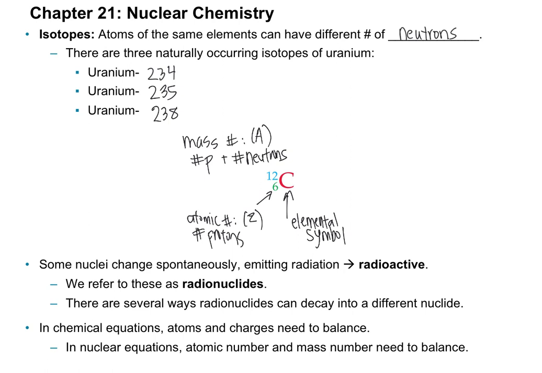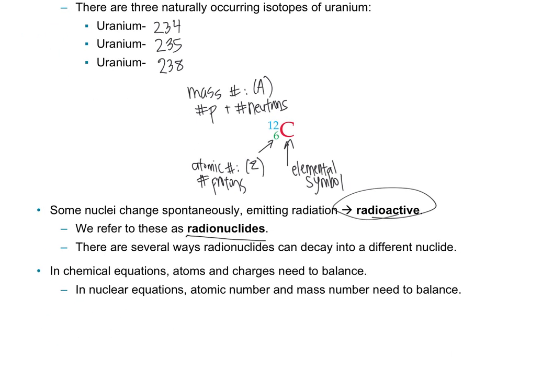So when we have nuclei changing, this happens spontaneously. And when that happens, it emits radiation, which is why it's called radioactive. These nuclei that are changing, we call these radionuclides. They're the radioactive particles that are involved in these types of reactions.